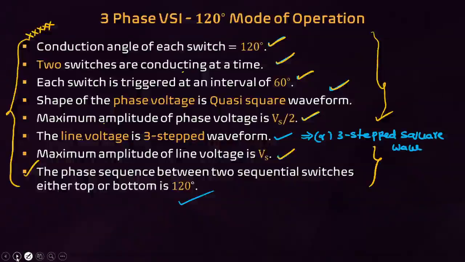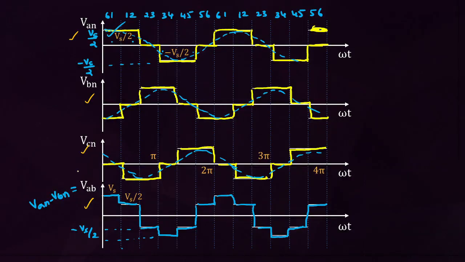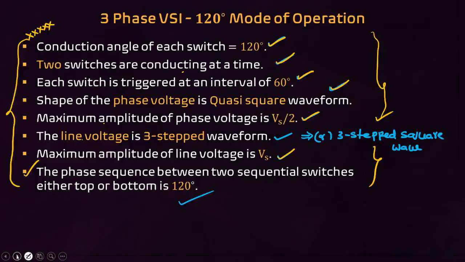Final conclusion points mainly you have to consider. These are the waveforms in 120-degree mode. In 120-degree mode, as compared to 180-degree mode, the line voltage and phase voltage waveforms are reversed. Here phase voltage is quasi square wave, line voltage is stepped. In 180-degree mode, phase is stepped, line is quasi. But here phase is quasi, line is stepped waveforms.